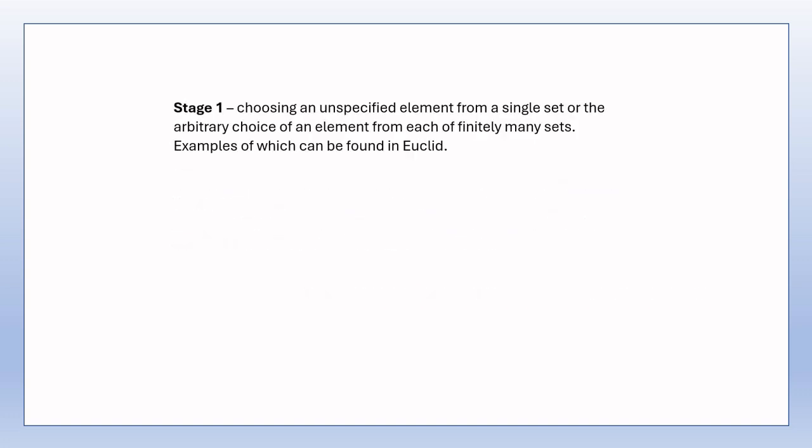These are given in section 1.2 of Moore's book as: Stage 1, choosing an unspecified element from a single set, or the arbitrary choice of an element from each of finitely many sets, examples of which can be found in Euclid. Stage 2, an infinite number of choices by stating a rule.